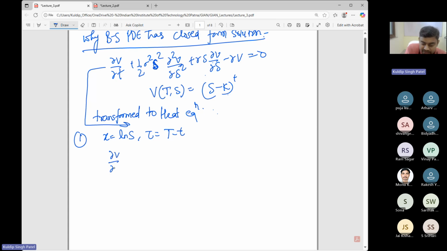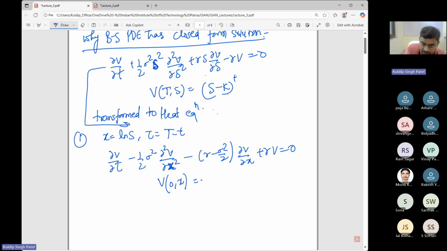∂V/∂tau minus half sigma square ∂²V/∂x², then plus (R minus sigma square by 2) ∂V/∂x plus RV equals 0. And then our condition becomes V(0, x) equals e to the power x minus K.